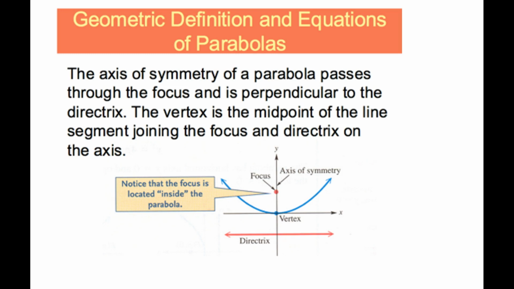It says the axis of symmetry of a parabola passes through the focus and is perpendicular to the directrix. The vertex is the midpoint of the line segment joining the focus and the directrix on the axis. So we may be talking about parabolas that are facing up and down, vertically oriented, or they could be facing left and right, horizontally oriented. But the focus is just some point inside of the parabola. So we're going to annotate here that this is the focus, this is the directrix, and the vertex is actually the midpoint there.